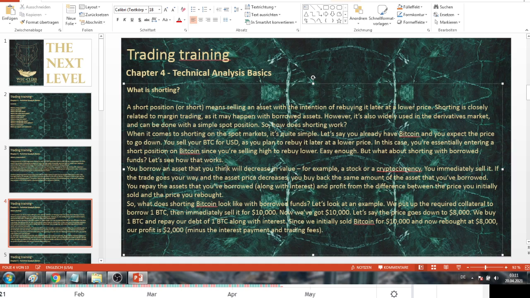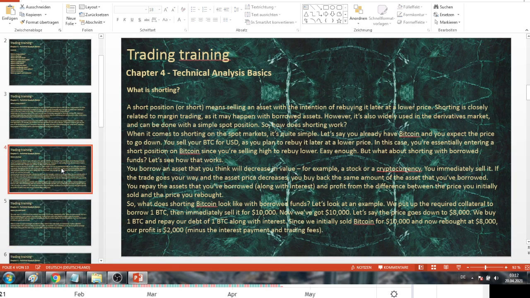I hope you understand this. You borrow here, $10,000 is important because you do not have the money, so you borrow. Sell it for $10,000, and if the Bitcoin price goes down to $8,000, your profit is $2,000 because you rebuy this at $8,000. Very important to make money.